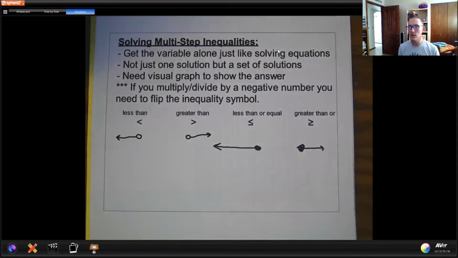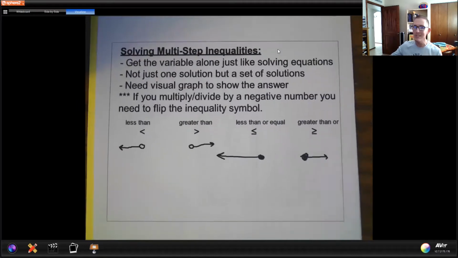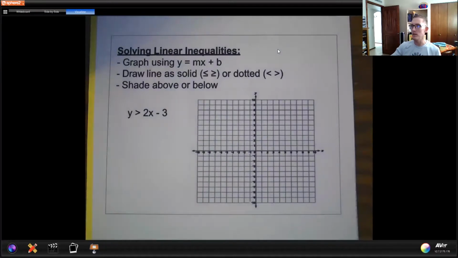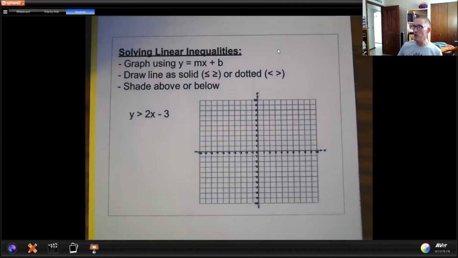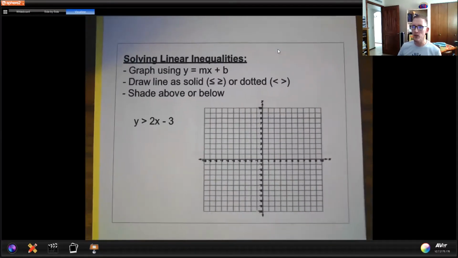These ideas of including it or not including it, to the left or to the right, are going to now come into play when we do linear. So we're going to have to see how those ideas will now translate to a linear inequality. So here are your notes for linear inequalities.